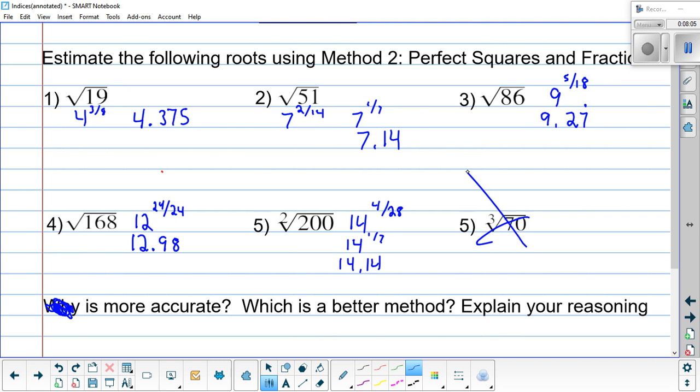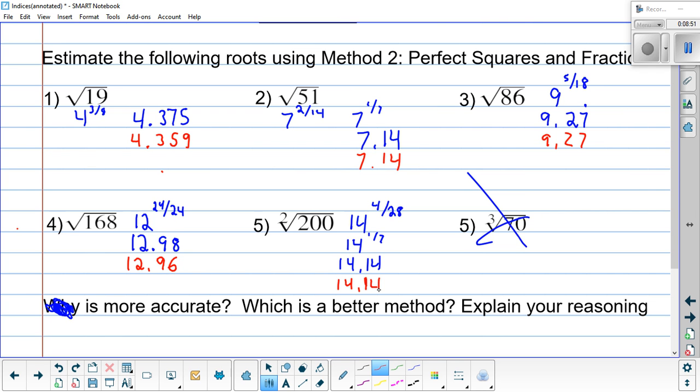So let us compare our actual values now. Get your calculator out and check if you haven't been already. I'll put the actual values right underneath. The square root of 51 was 7.14. The square root of 86 was 9.27. The square root of 168 was 12.96. The square root of 200 is 14.14.